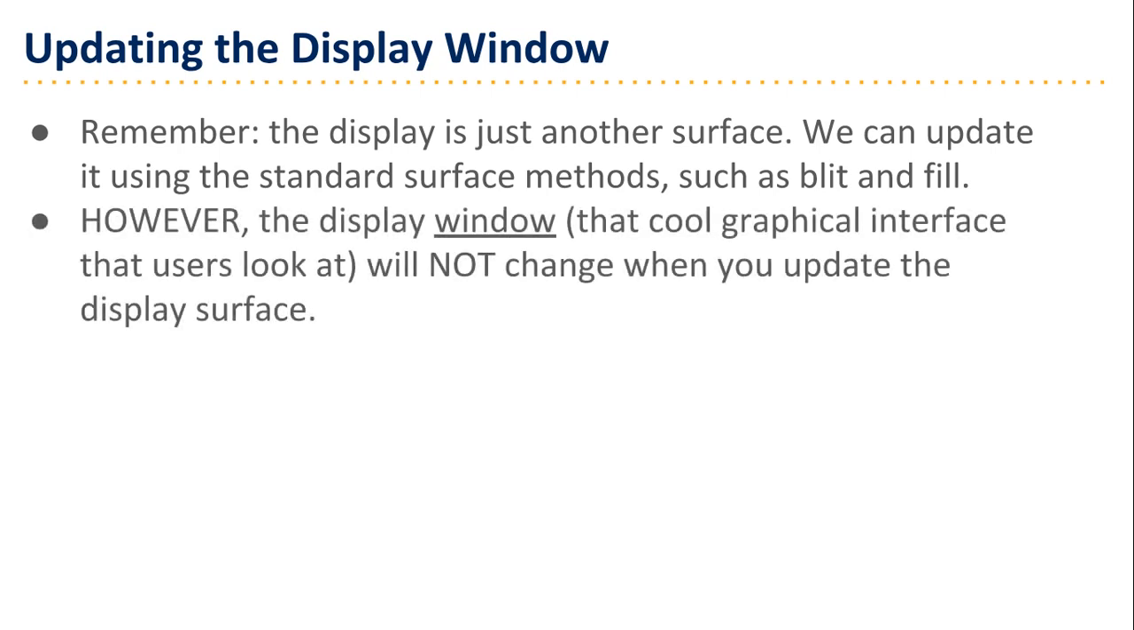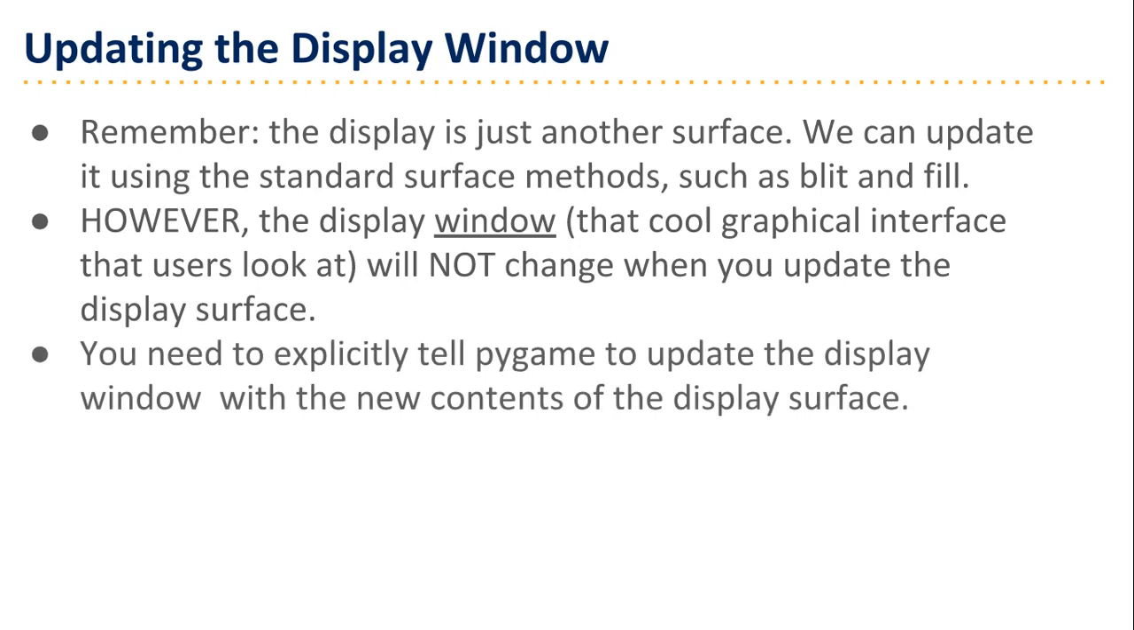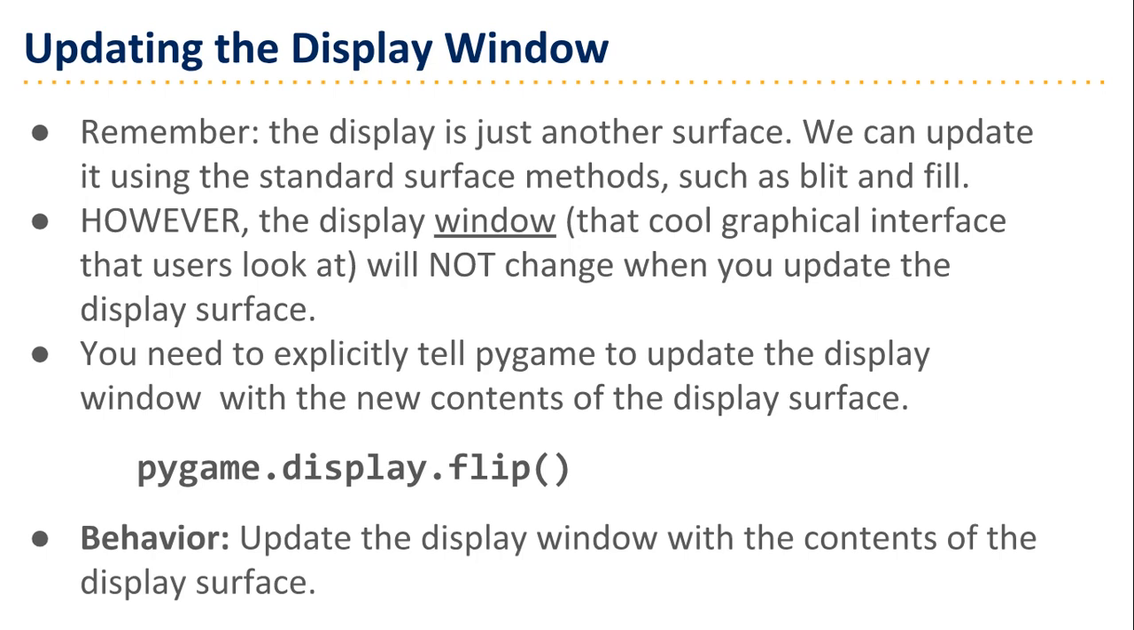But a very important note: just because you change the surface does not mean that the display window also changes. In fact, it doesn't. You can save that surface in a variable and manipulate it all you want, but users will never see those changes unless you specifically tell Pygame, hey, I've changed the surface that's the display, now show that to users. You need to explicitly tell Pygame to do this, and you do this with the pygame.display.flip function. This doesn't take any inputs and doesn't produce any outputs. All it does is update the display window with the contents of the surface.